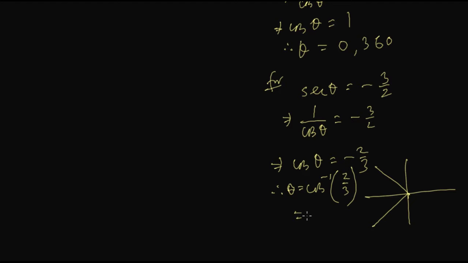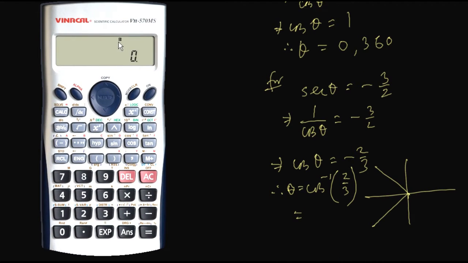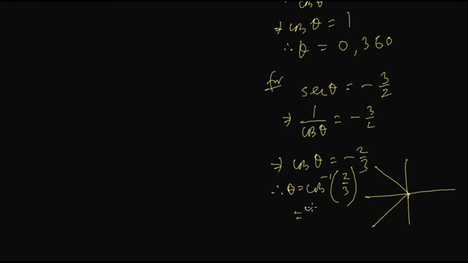So cos inverse of 2 by 3. Also remember this is not in radians, exceptional case, this is in degrees. So cos inverse of 2 by 3 is going to be 48.18, 48.19 is good enough. 48.19 degrees. So this is the basic angle. This is 48.19, this is 48.19.